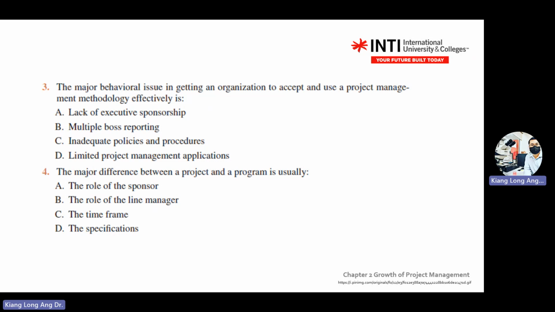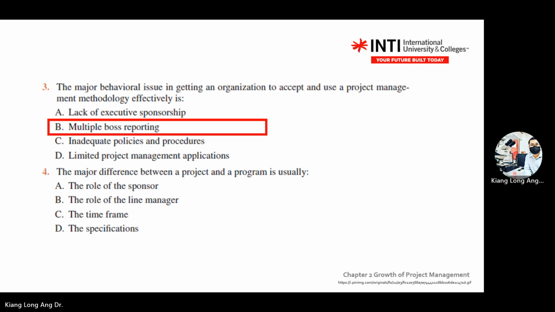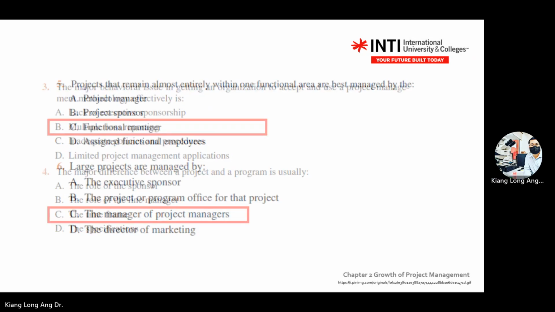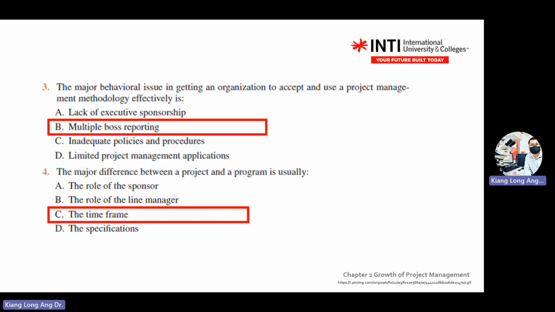Again, this project management methodology I skip because it's a very long section. Okay. Number 3, the major behavior issue in getting an organization to accept and use the project management methodology effectively is behavior issue. Okay, you have multiple boss reporting. Okay, the major difference between project and program is time. Again, there is a slide showing you the definition of project and program. So you go back to the slides, but the major difference is the time.